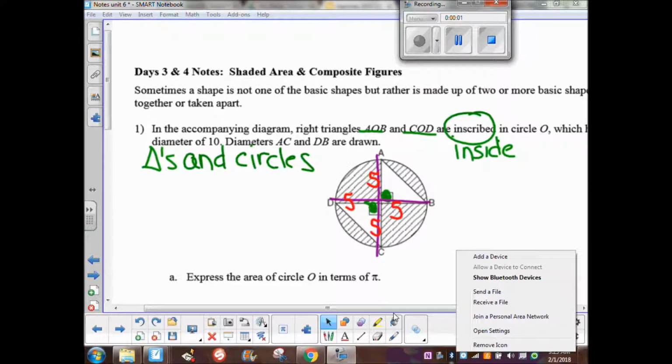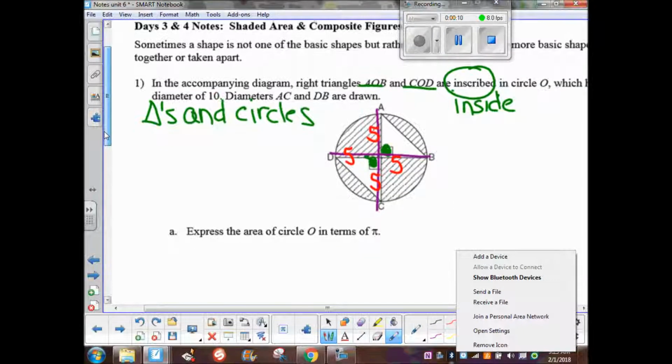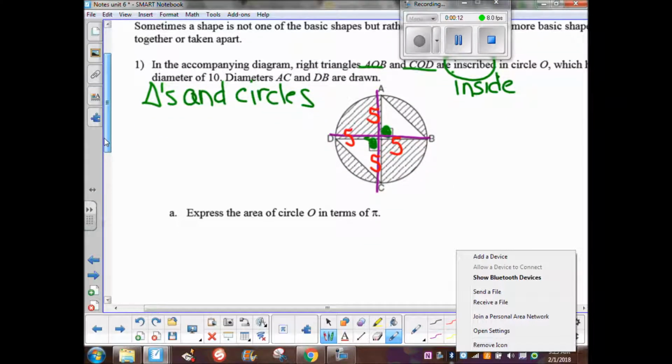So we've got our circles, we've got our triangles, we've labeled the radius as 5 because the diameter is 10. Now it says express the area of circle O in terms of pi. Okay? In terms of pi means pi is in your final answer.